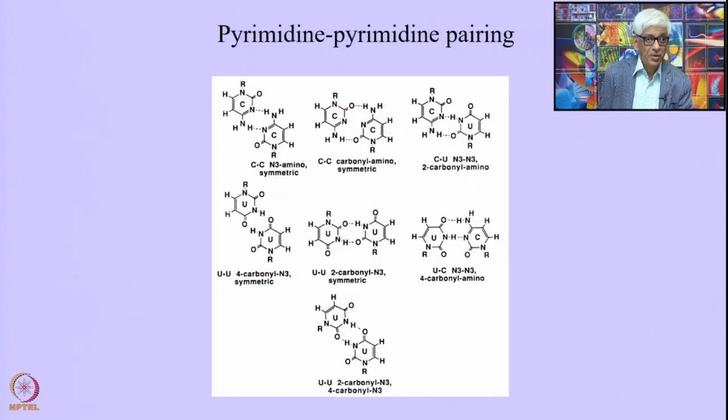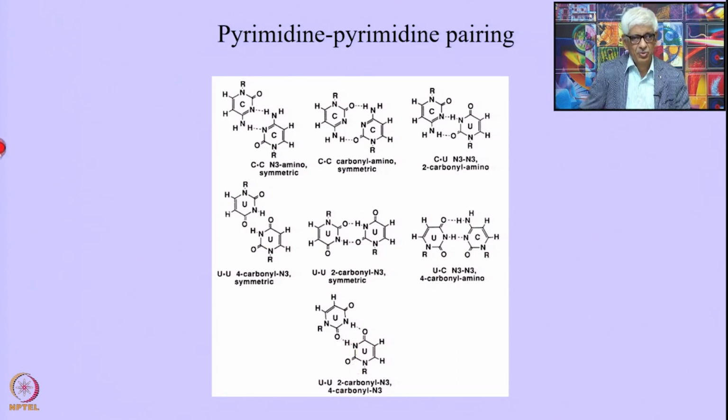Pyrimidine base pairing as well. Likewise, so far we looked at the purine pairs, and now the pyrimidine base pairs. You have possibilities of C-C symmetric base pairing, C-C carbonyl amino symmetric base pairing, and there is a C-U pairing possibility with N3 here, then U-U pairing carbonyl N3 symmetric, and we will not describe it in detail further. Just the main structures are shown here. Then you have a possibility of U-C N3 and U-U hydrogen bonding.